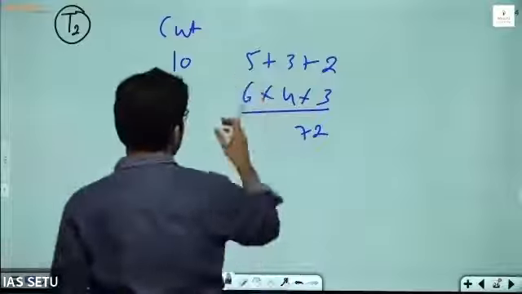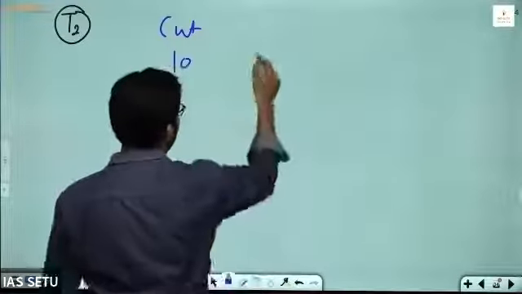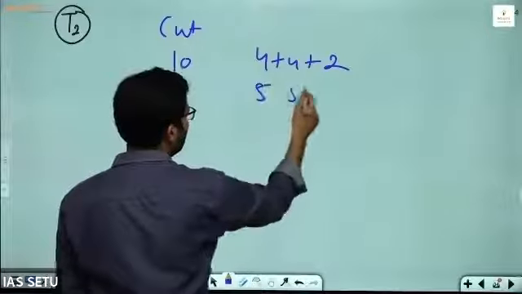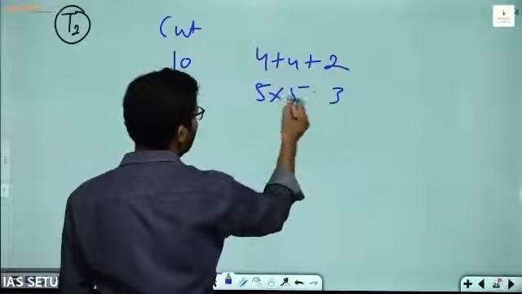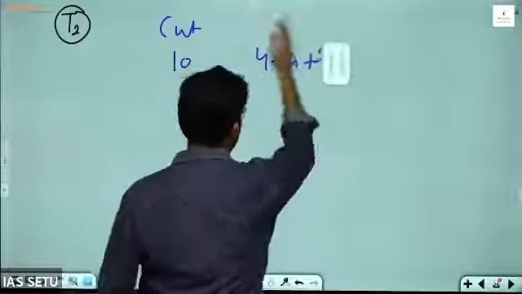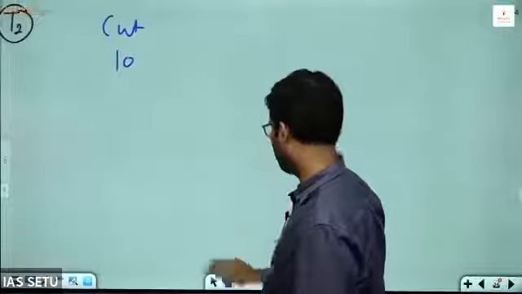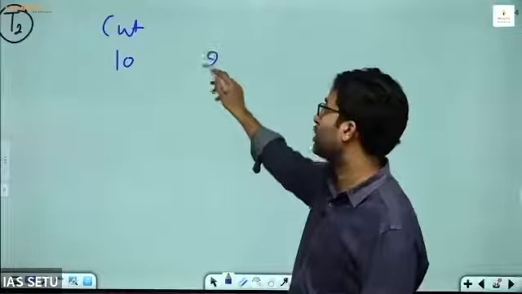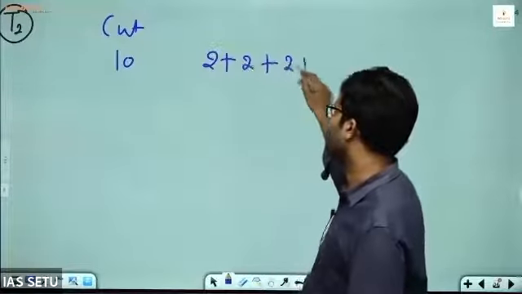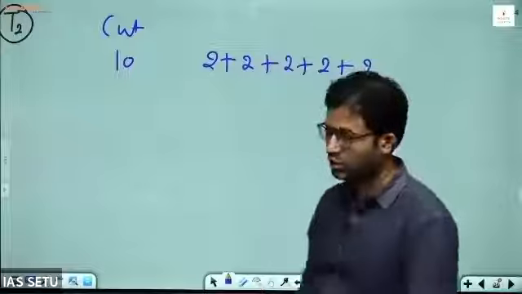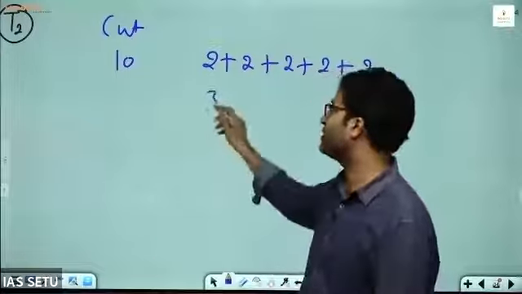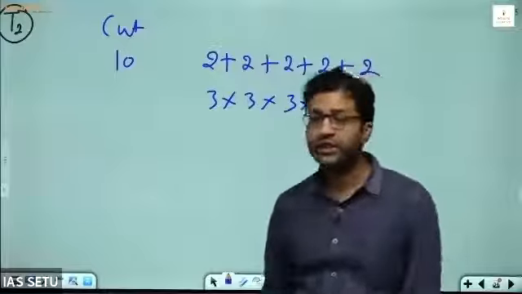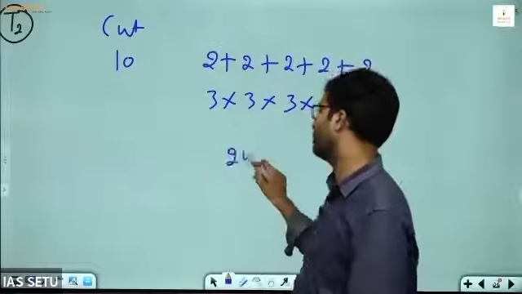Now those who are getting 75 as an answer, उन्होंने किया 4 plus 4 plus 2, so 4 cut 5 pieces, 4 cut 5 pieces, 2 cut 3 pieces, 5 into 5, 25 into 3, 75। Some students, what they do, they distribute this 10 cut like 2 cut plus 2 cut plus 2 cut plus 2 cut plus 2 cut, and they get maximum number of pieces 3 into 3 into 3 into 3 into 3, 3 to the power 5 is 243.